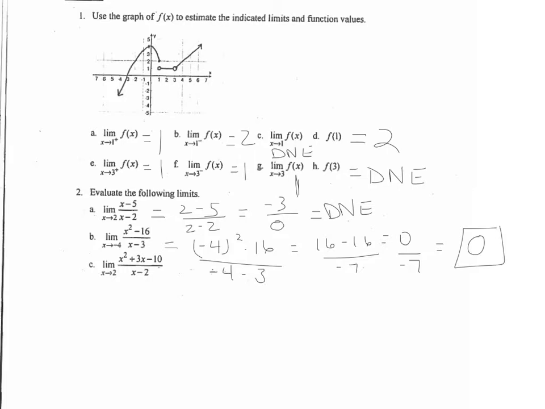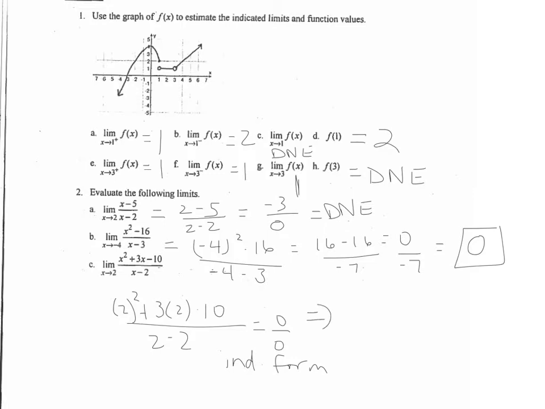So what happened when you tried to plug in 2? I got 0 on the top. What did I get on the bottom? 0. Oh. If it's 0 over 0, that means it's indeterminate, right? Which means I need to look for another way to find it. So what would I try to do?